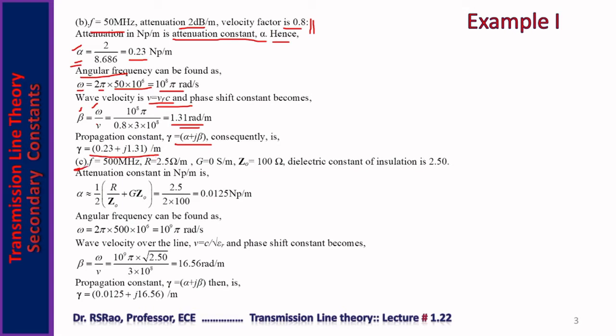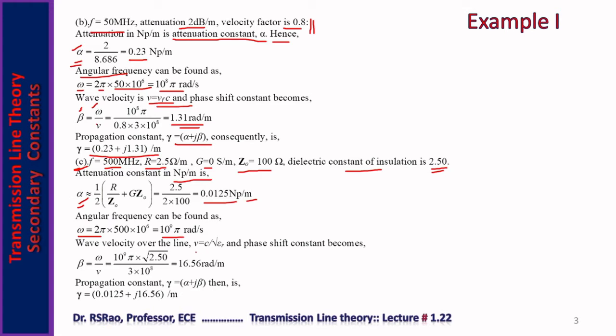In part C, frequency is 500 megahertz, R is 2.5 ohms per meter, G is 0 siemens per meter. Characteristic impedance is 100 ohms. Dielectric constant is 2.50. Attenuation constant in Nepers per meter is given by alpha equal to half R by Z0 plus G Z0. This is for low loss lines. Substituting the available data, one can find alpha equal to 0.0125 Nepers per meter. Angular frequency 2 pi f can be easily found as 10 power 9 pi.